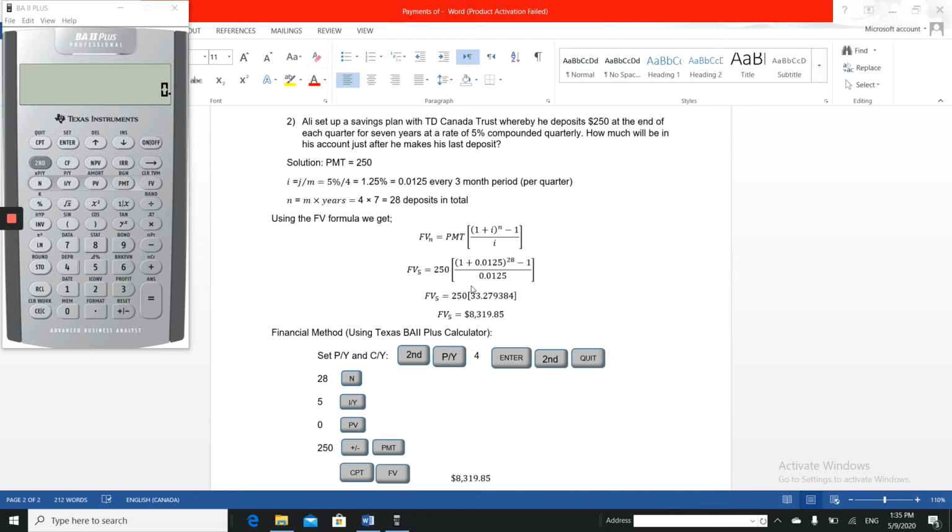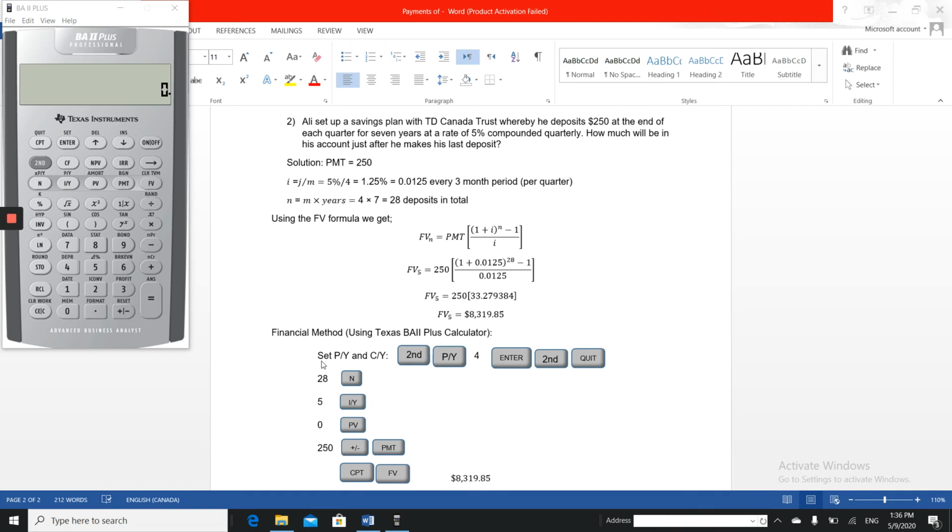So just plug all of the numbers you have into the formula. To calculate future value, start from the inside of the bracket. First add 1 to 0.0125, then raise the result to 28, then subtract 1, then divide by 0.0125, then multiply by 250. The amount of future value is $8,319.85.